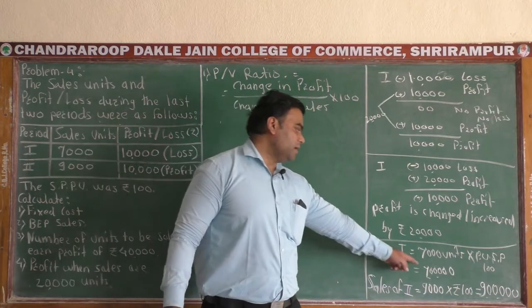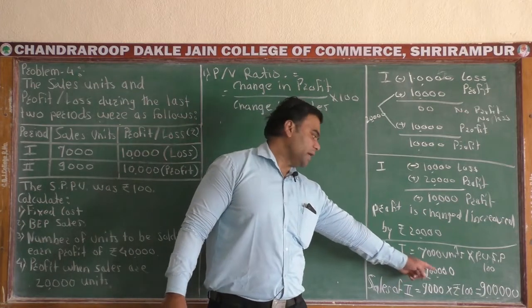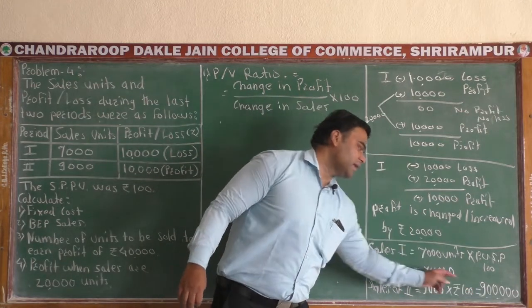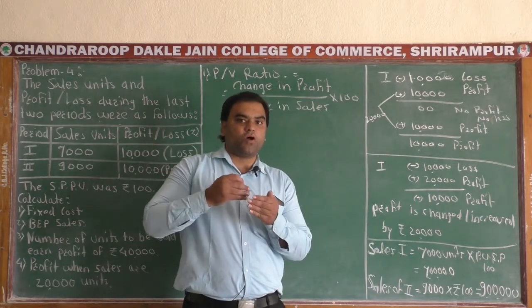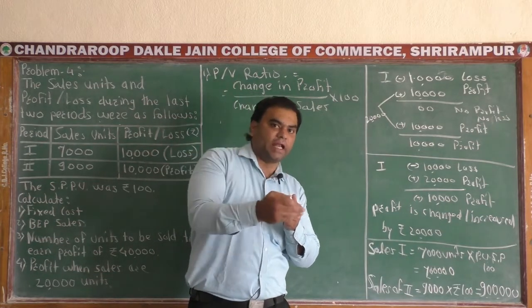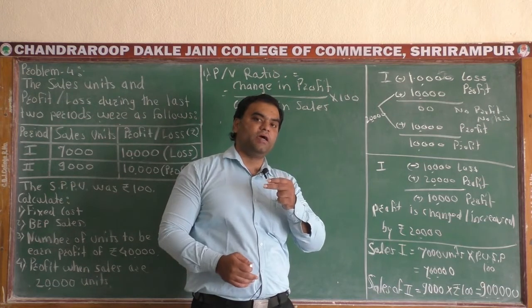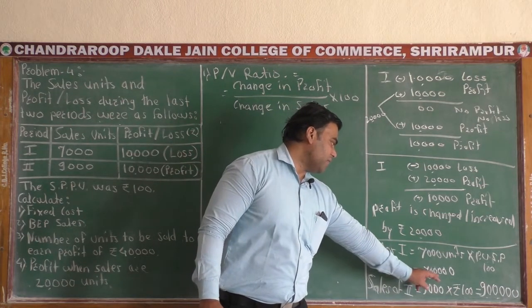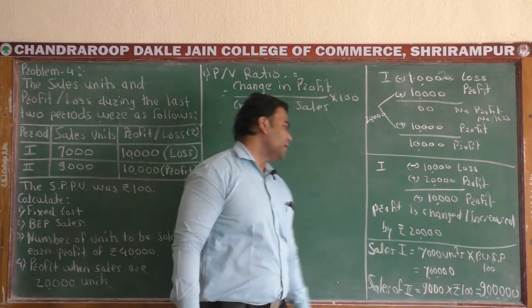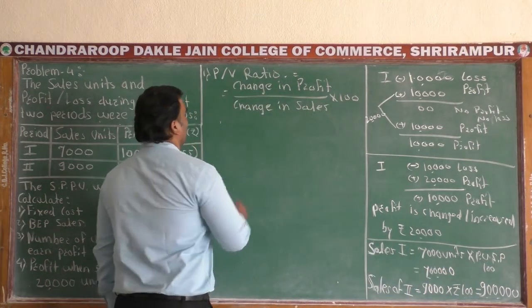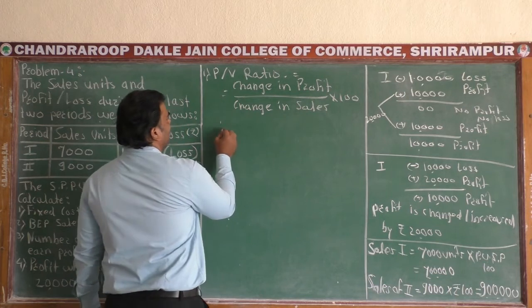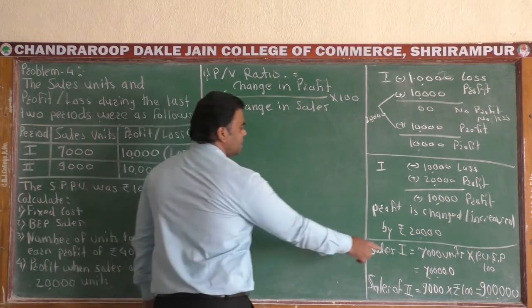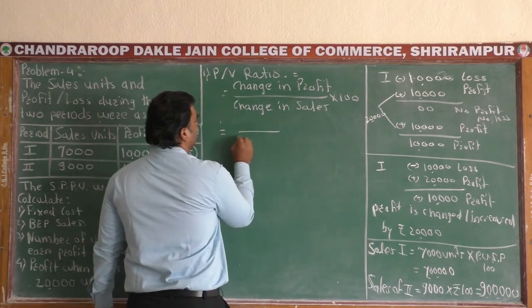So in period 1 sales are 7 lakh. In period 2 sales are 9 lakh. It is increased from 7 lakh to 9 lakh, so it is increased by 2 lakh. So change in sales is 2 lakh.